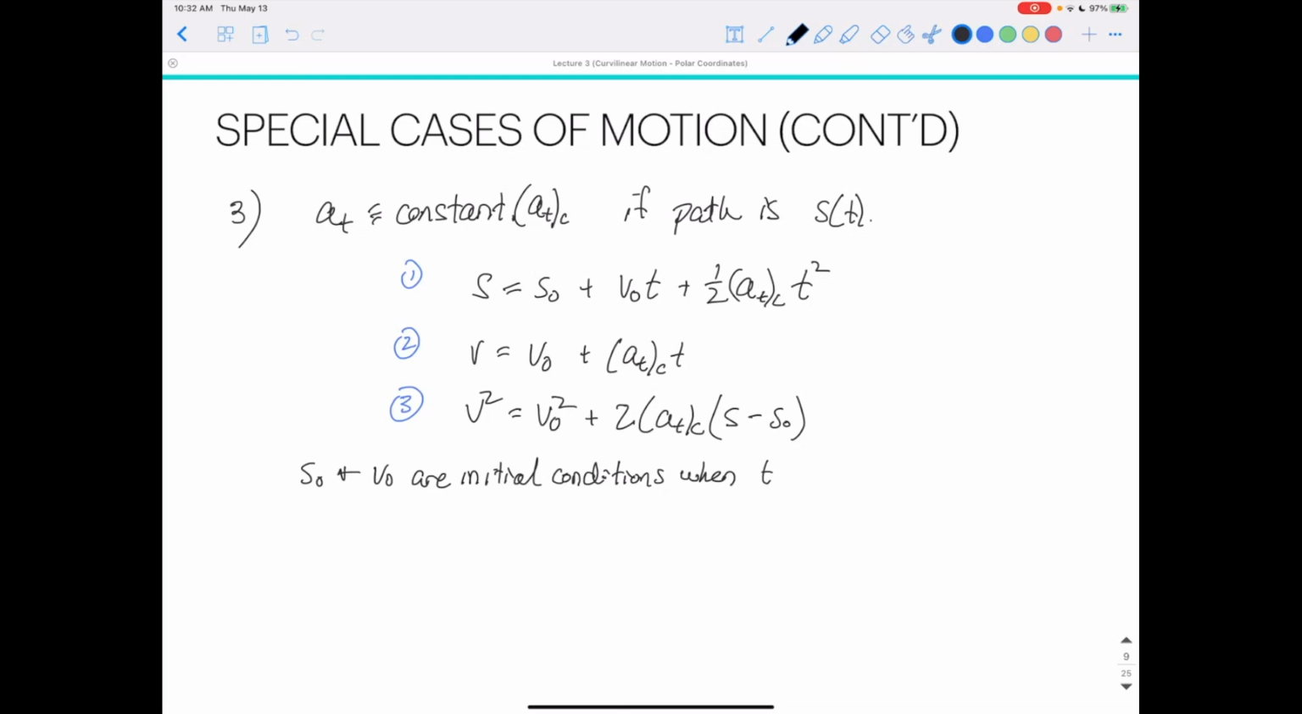And there when t is equal to 0. So we have equations of motion we can use if we know we have constant acceleration along the path. Now, our normal component of acceleration would still have to be dictated by v squared over rho. But our tangential motion, or motion along the path, we can describe using these equations.